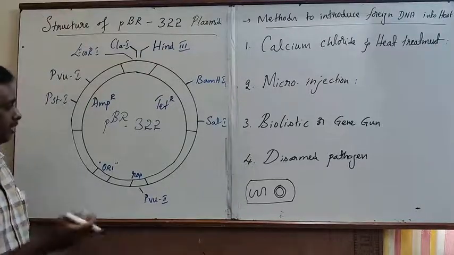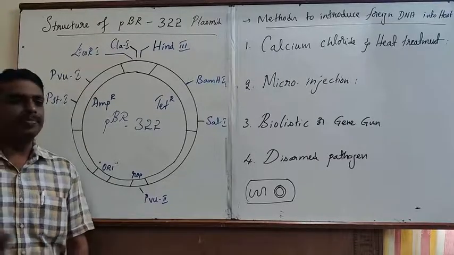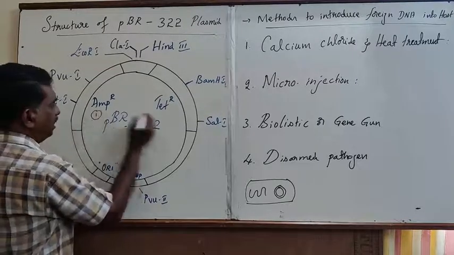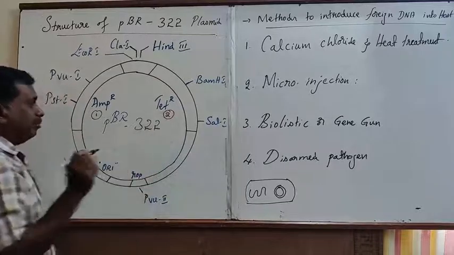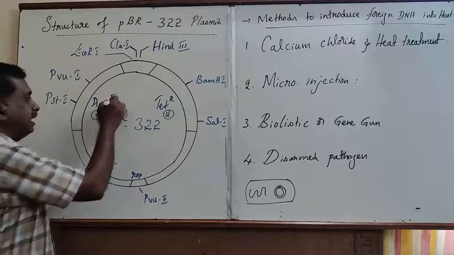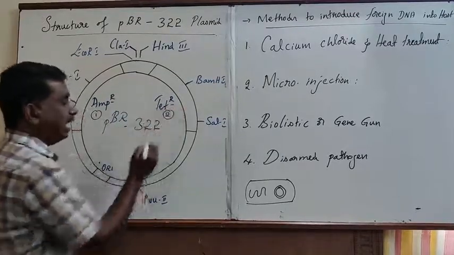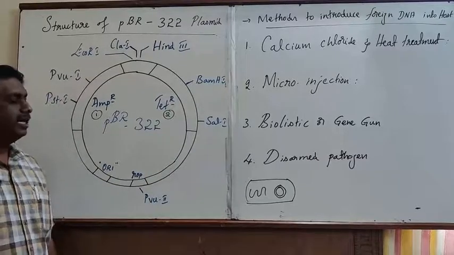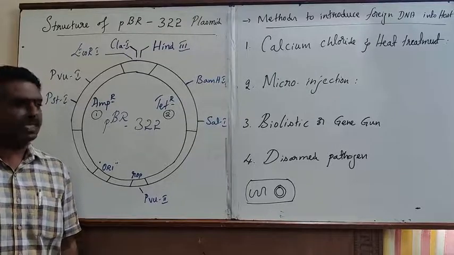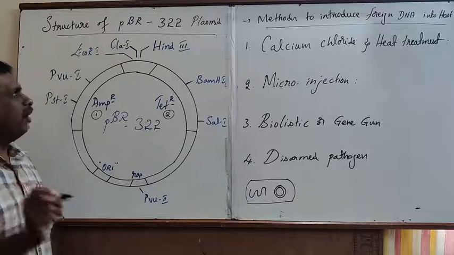If you observe the structure of pBR322, it is characterized by the presence of two selectable markers. The two selectable markers are namely the ampicillin resistance gene and the tetracycline resistance gene. These are the two important selectable markers found in pBR322.